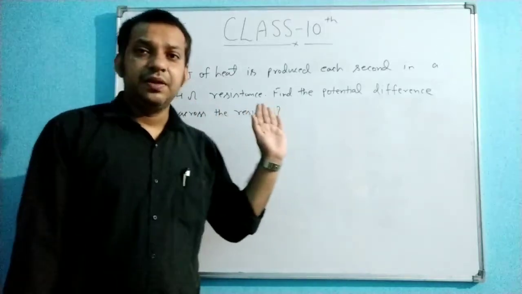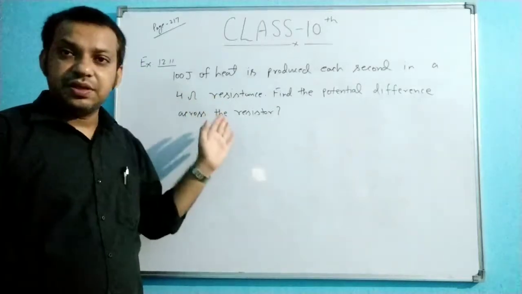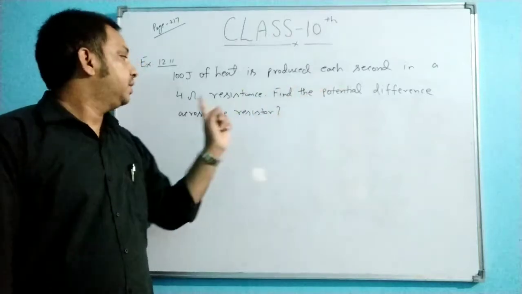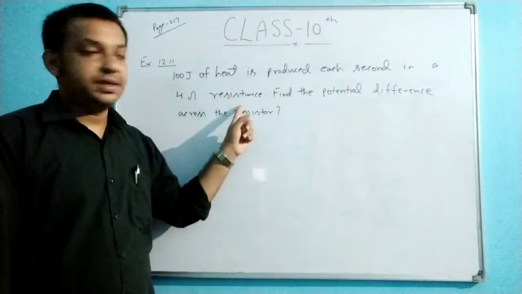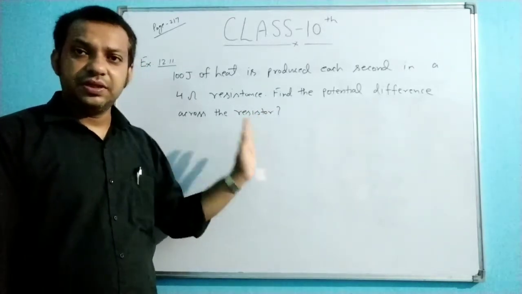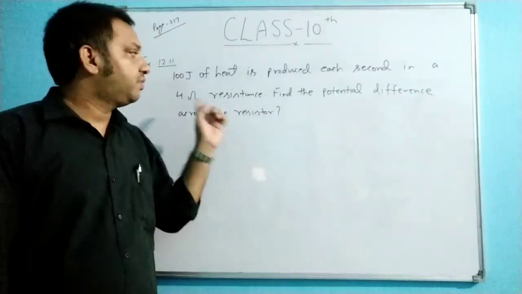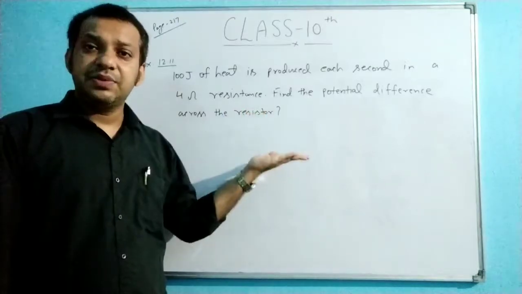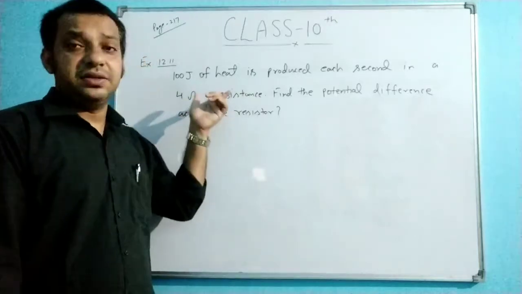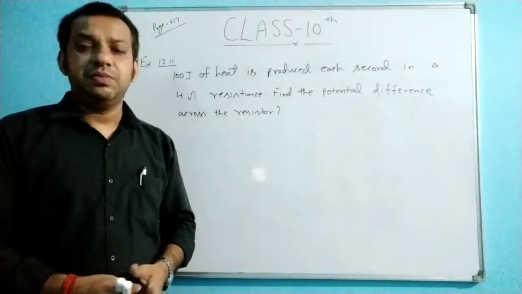So just see on page number 217, example number 12.11. The question is, 100 joule of heat is produced each second in a 4 ohm resistance. Find the potential difference across the resistor. So here the question is very simple. The heat liberated across a 4 ohm resistance is given, and the time is also given, each second, that means in 1 second. The heat liberation is 100 joule, and you are to find what supply is connected through this 4 ohm resistor.